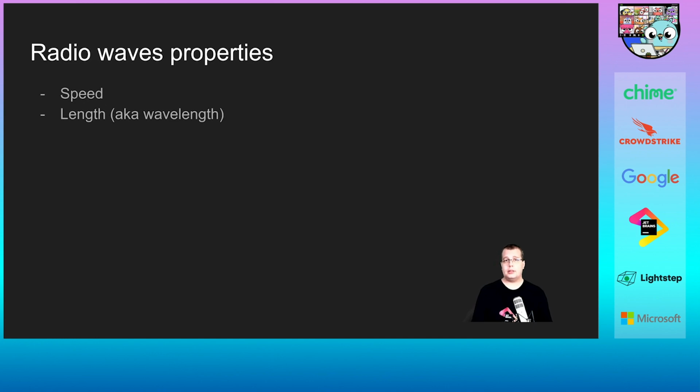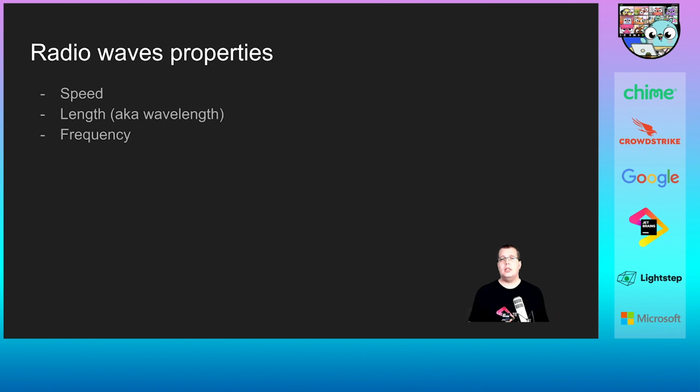Another property is the length, or the wavelength of the radio wave. And in this case, it is measuring the distance between two peaks of the radio wave itself. So if we consider that our wave has multiple peaks, right? The distance between them is the wavelength.